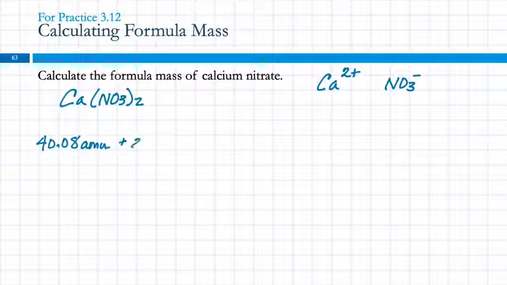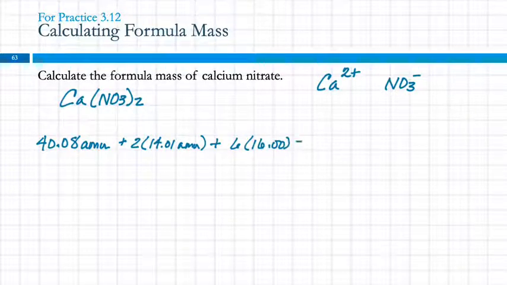And there are 2 nitrogens. Those each weigh 14.01, and there are 6 oxygens, 16.00. Again, do not round your atomic masses to fewer than 4 significant figures. And if you're not sure, always keep more. It's always better to have more digits than not enough. It can get a little tedious, but the answer's going to be better. I forgot the unit there.